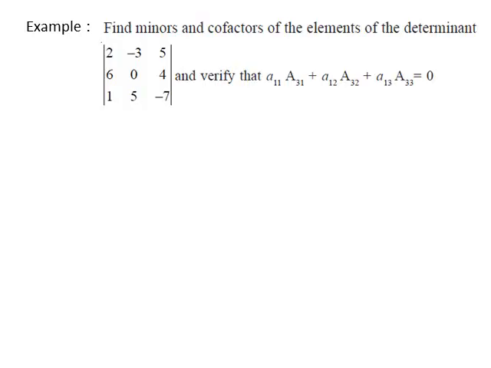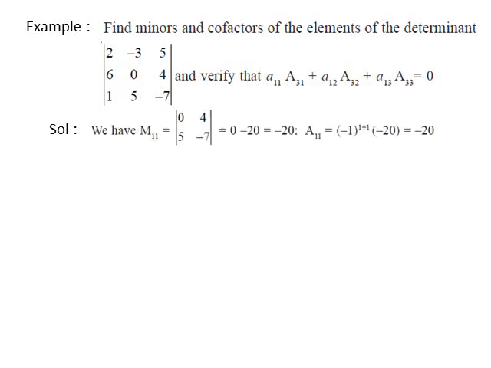Let's discuss one more question. In this question, we have to find minors and cofactors of all the elements of the given determinant. And also we have to verify that element a11 multiplied by cofactor a31 plus element a12 multiplied by cofactor a32 plus element a13 multiplied by cofactor a33 equals 0.